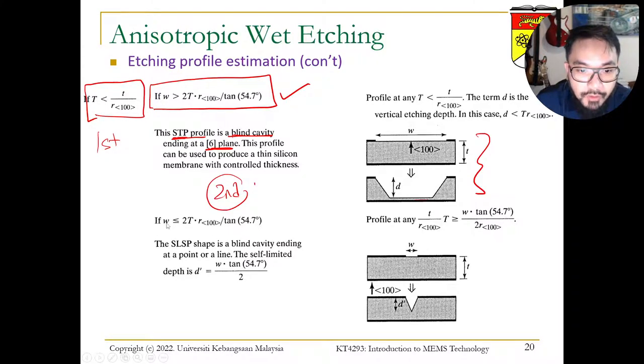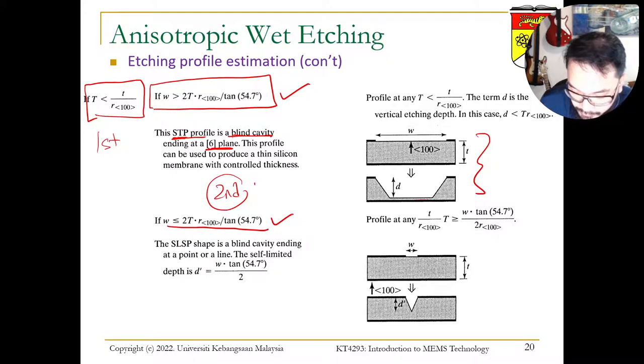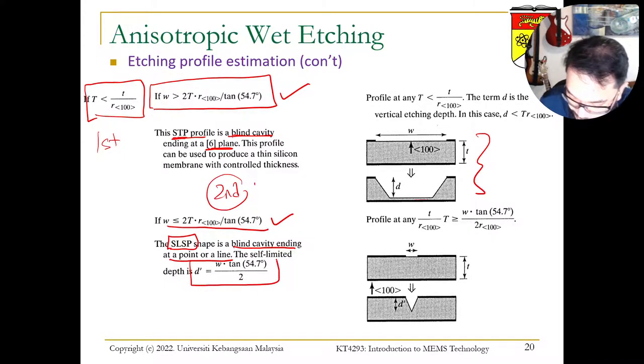And if our opening window is small enough, then definitely, if this second condition is satisfied, we will get an SLSP rather than an STP, and it will be a blind cavity ending at a point or a line. And then we can estimate the depth. The depth is basically the depth of the blind cavity. We can calculate it using trigonometry or this equation here.